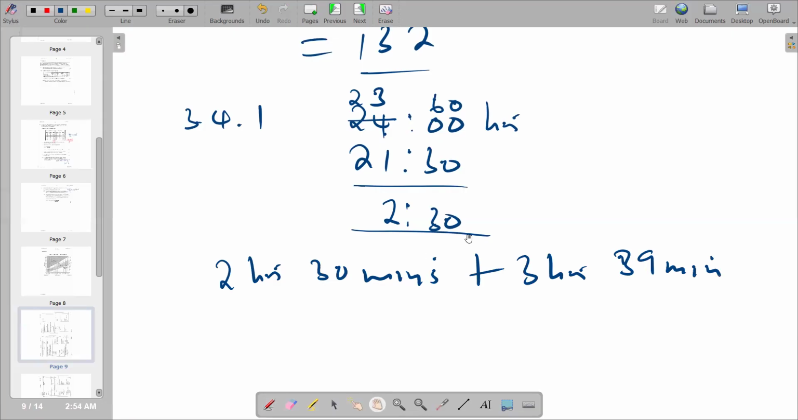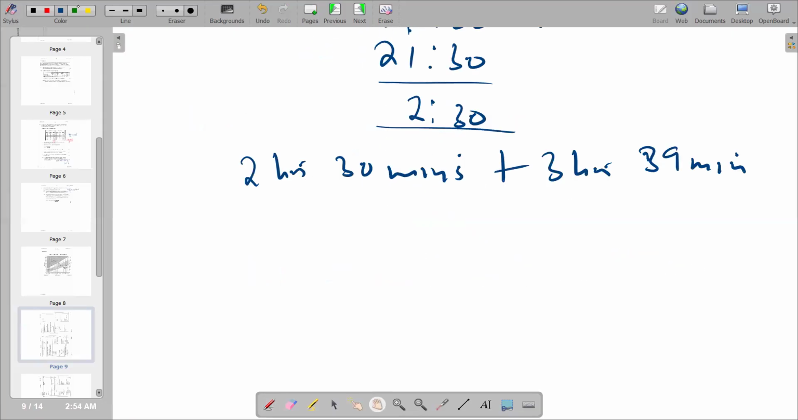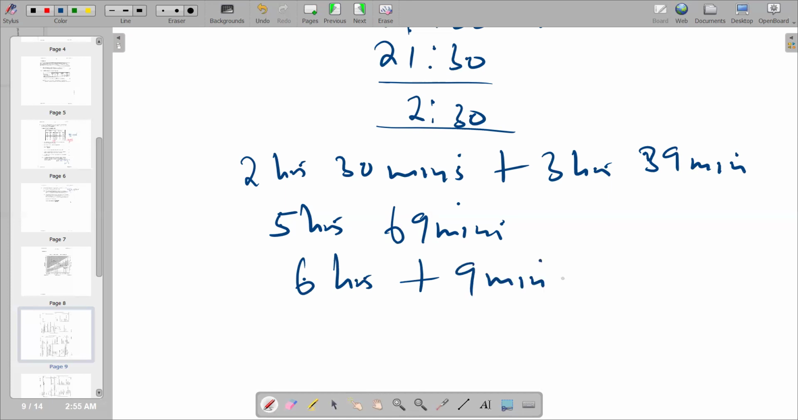So basically that's what we have. So if we add 2 plus 3, you get your 5 hours. And then 30 minutes plus 39 minutes, you're going to get 69 minutes. And then from there, we can see that we've got 60 minutes inside the 69, so it becomes 6 hours, and the 60 minutes that we've taken from 69 leaves the remaining 9 minutes, and we have 6 hours 9 minutes. So basically, this is what we have. But let's just try to refer back to our question.